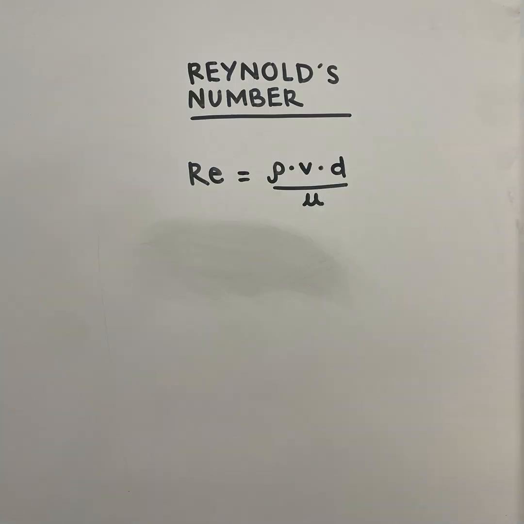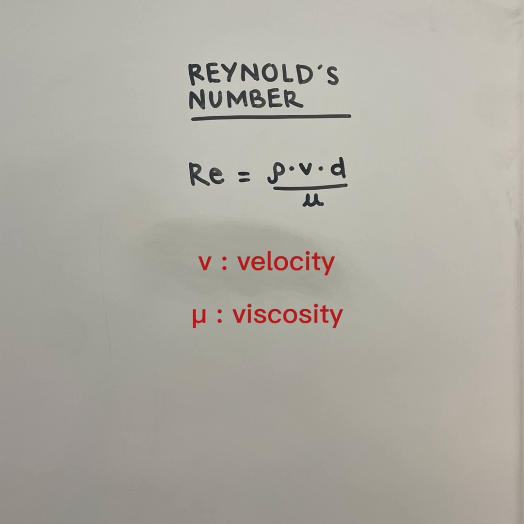What affects whether the flow is going to be turbulent or laminar? There are 4 different variables: velocity, viscosity, density, and the shape or diameter of the pipe. Velocity is how fast the flow is moving. Viscosity is a measurement of the fluid's resistance to flow. And density is the mass per volume of the fluid.